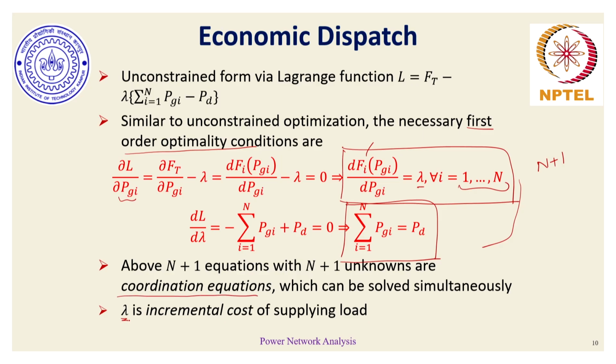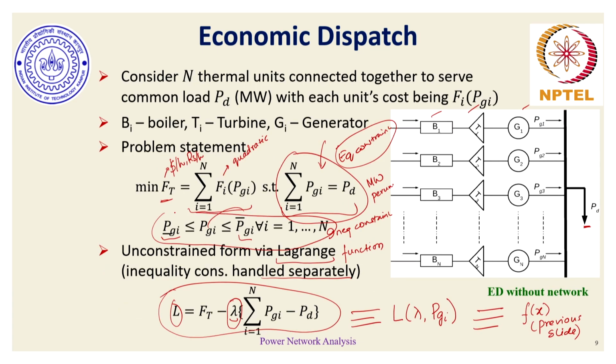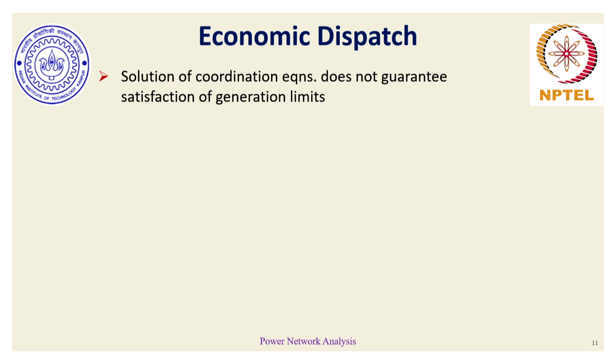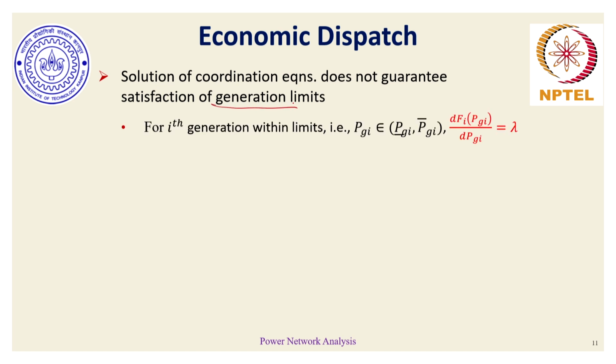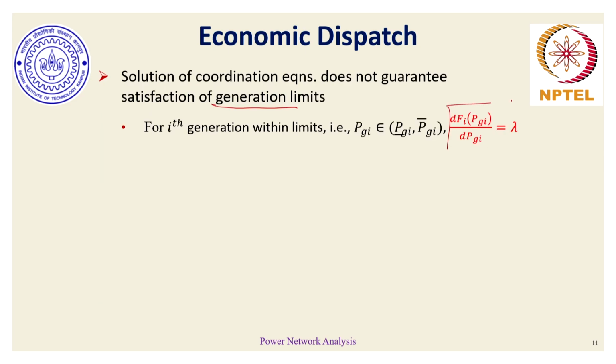Essentially, lambda defines the incremental cost of supplying any additional change in load over and above the current demand PD. Now, all is good as long as the solution of these n plus 1 coordination equations automatically satisfies the generation limits. There is no guarantee that the solution of the coordination equations would ensure satisfaction of generation limits. So what do we do then? If a generator happens to be generating within its minimum and maximum limit, then as per the coordination equation, which is the one over here, this should always be true.